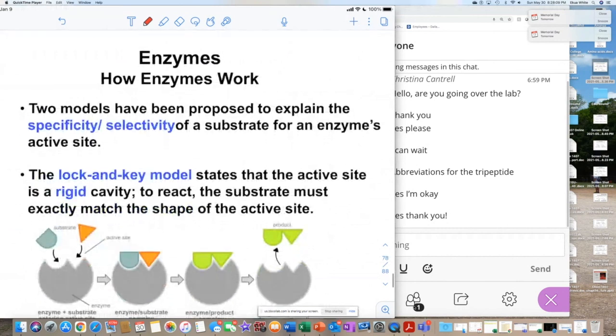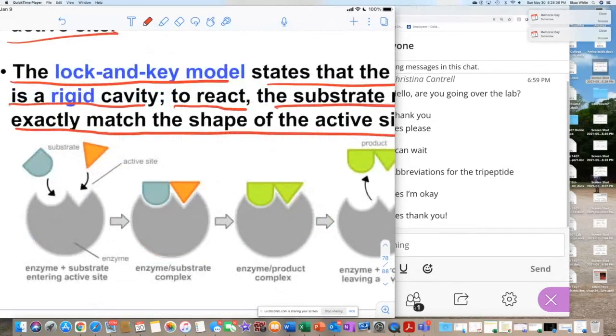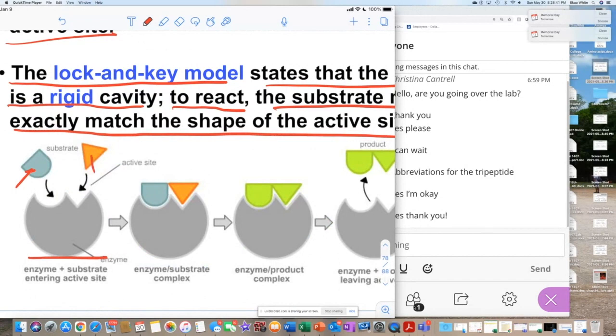Okay? Two models have been proposed to explain the specificity, the selectivity of the substrate for the enzyme. Remember, the enzyme has a very specific site. So there's certain substrate that it can't really help because they don't fit, they're not compatible. One is called the lock and key model that states that the active site is a rigid cavity with a specific shape. To react, the substrate must exactly match the shape of the active site. For example, right here, this is our enzyme, and these are our substrates. So for them to react, they're coming in as individuals. They're going to combine. For them to react, the substrate must match the active site of the enzyme.